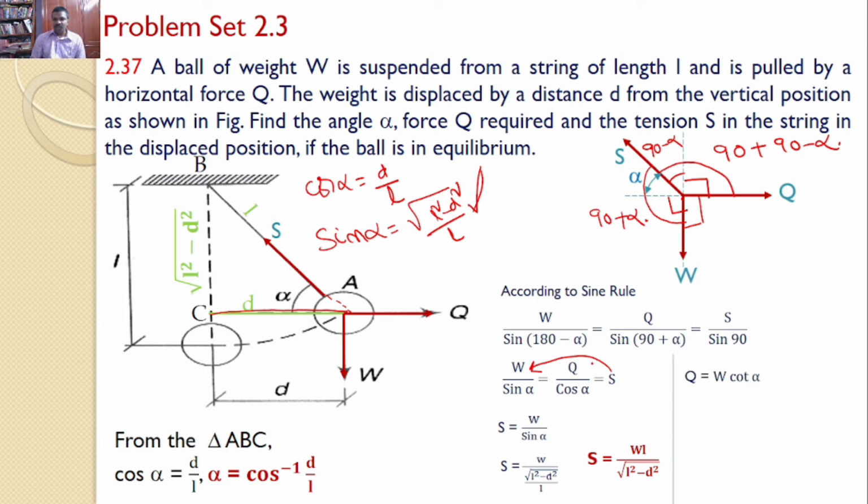Similarly, if you take another expression, these two, Q is equal to W into cos alpha by sin alpha, which is nothing but cot alpha. Q is equal to W into cot alpha. So from this right angle triangle ABC, what is the expression for cot alpha? Cot alpha is equal to adjacent side d divided by the opposite side root of L square minus d square. Hence I can write Q is equal to Wd by root of L square minus d square. So these three are the answers. Alpha is equal to cos inverse d by L, S is equal to WL by root of L square minus d square, and Q is equal to W into d by root of L square minus d square.